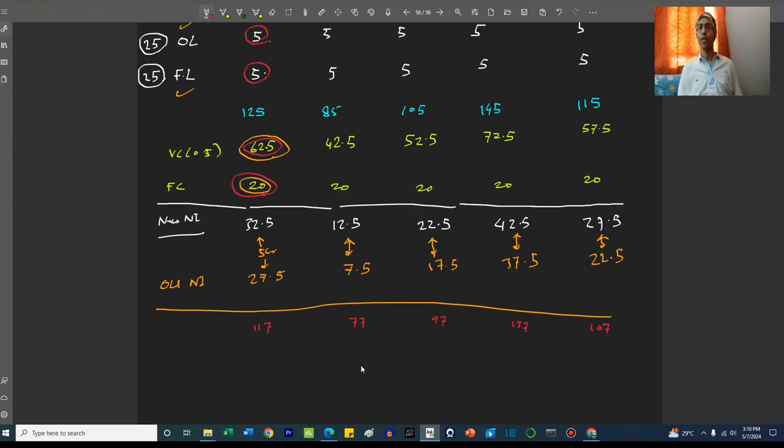Let us see what is the new expense coming. This expense is coming to 5 plus 5 plus 62.5 plus 20. This is coming to 92.5. Therefore, the profitability here is coming to be 117 minus 92.5, which is 24.5.